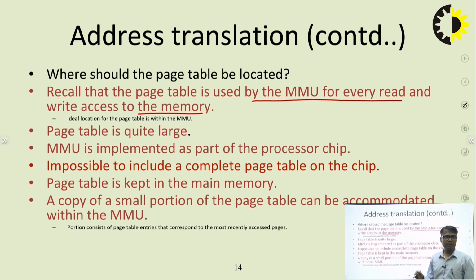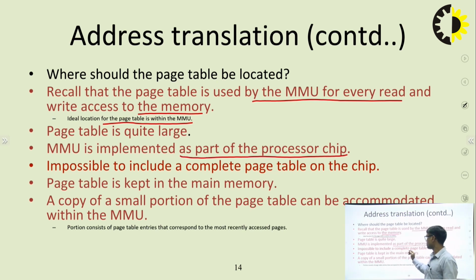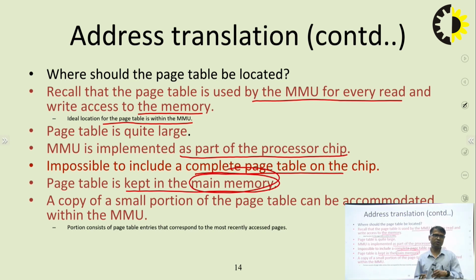So if we keep the page table in the MMU, the MMU is hardware and the page table is quite large, because for every page there will be an index available. The MMU is implemented as a part of the processor chip, so it is impossible to include the complete page table on the chip. So the page table is kept in the main memory. Why? Because there is a limitation of the MMU and it cannot hold a very large number of page table entries. Okay, so hardware space has a limitation.